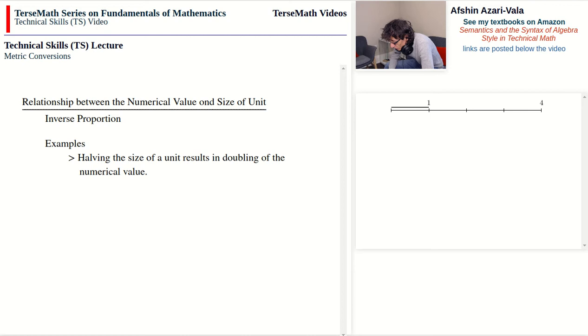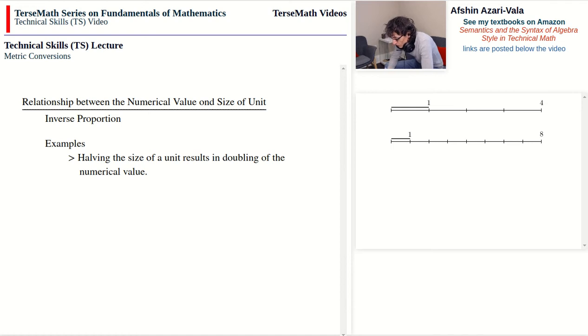Now let's say that we switch to the use of a different unit whose size is half as big. So now this new unit is half as big as the top unit. And we'll find that because it's a smaller unit, now more of them fit into the same length. In fact, twice as many. And we end up with 8 as the length. So you see, when I divided the size of the unit by 2, the numerical value got multiplied by 2.